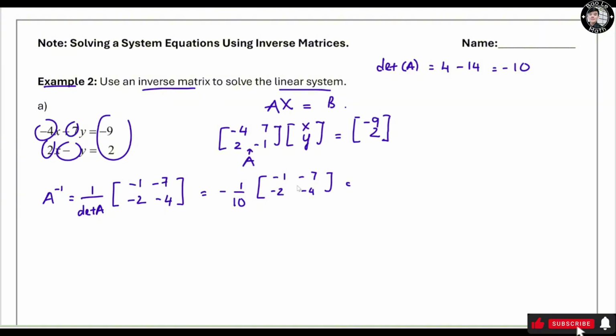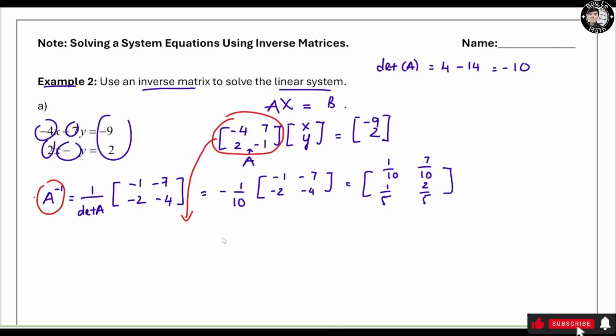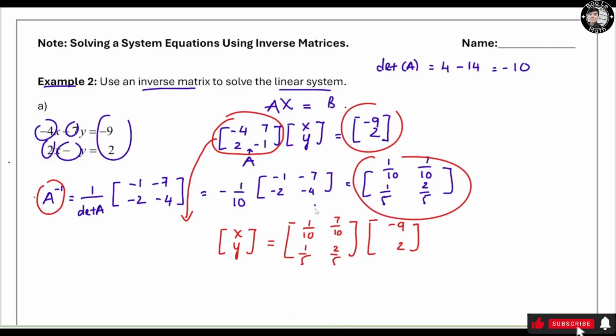Now I'm going to take each of these elements and divide by negative 10. So I'm going to end up with 1/10, 7/10, 1/5, and 2/5. Now I'm going to multiply both sides by A inverse. This times this becomes the identity, so it becomes x and y, equals this multiplied by this. This is a 2 by 2 matrix and this is a 2 by 1 matrix, so your answer must be a 2 by 1 matrix.